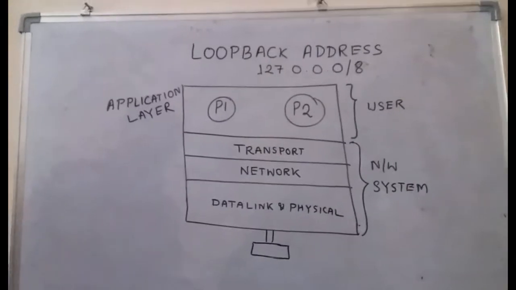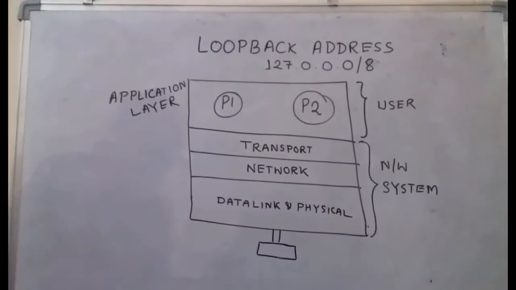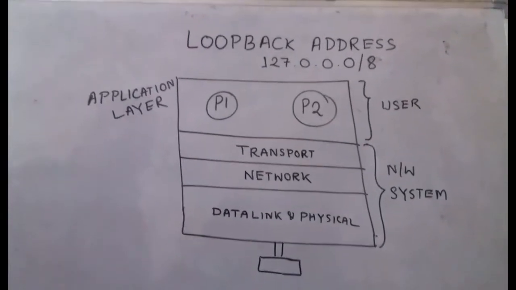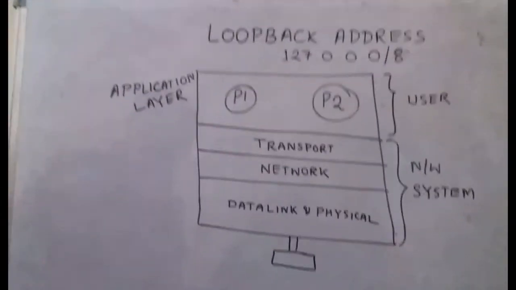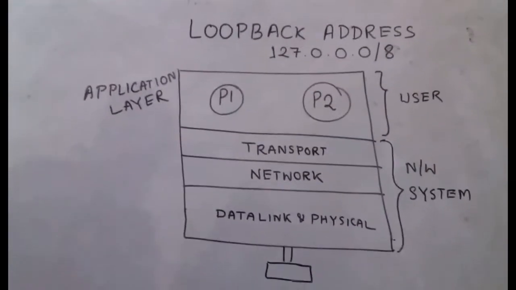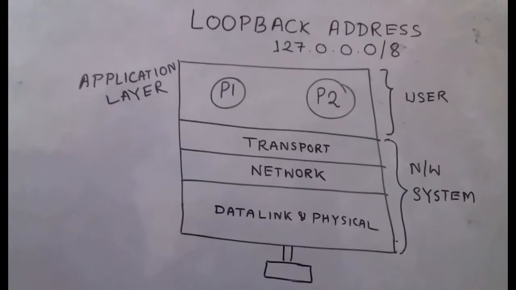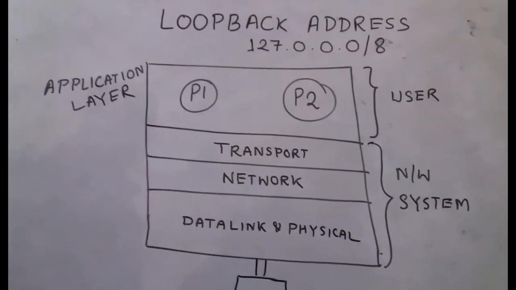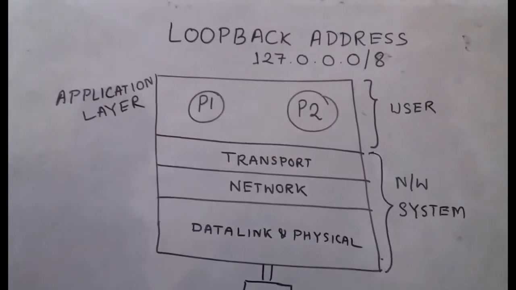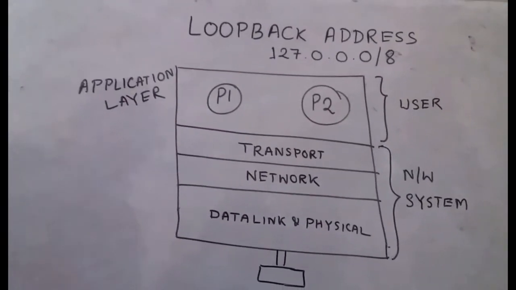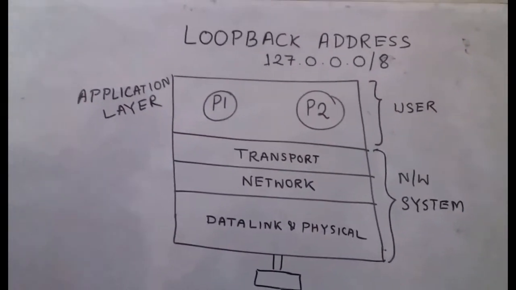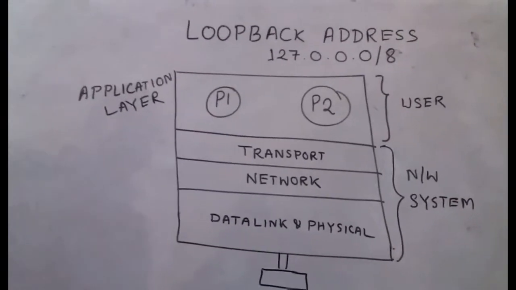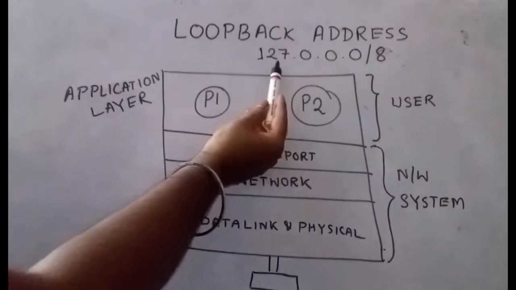To develop a network program, we need at least two machines. In one machine we'll run the client, in another machine we'll run the server, so that we can test whether we have developed the network program or not, whether the software will run successfully or not. So here, instead of using two machines, if you want to run client and server in a single system, at that time we will use the loopback address.